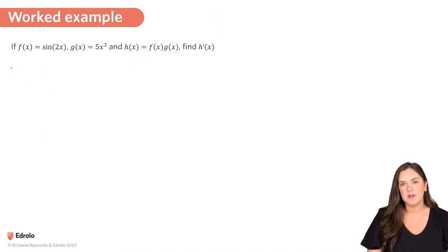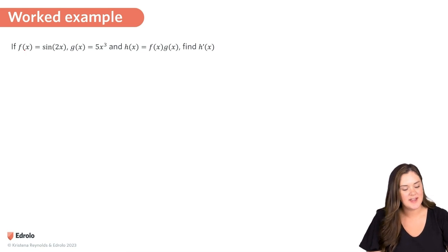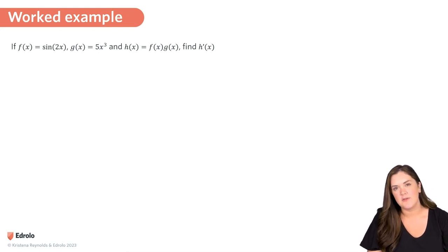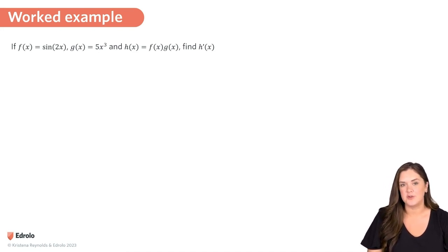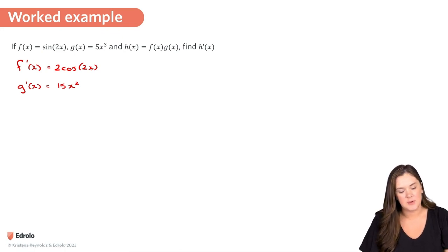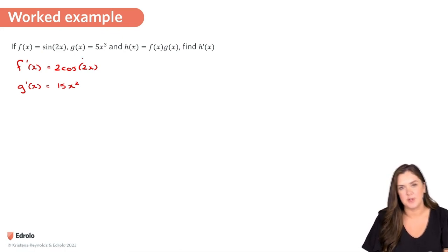For this worked example, we have identified the two functions for you, which is nice of us. Firstly, we have f of x equals sine 2x and g of x equals 5x to the power of 3. And our function h is just those two multiplied together. So finding the derivative for h, firstly, we need to find the derivative for f and for g. Differentiating f, we end up getting 2 times cos 2x. We had the derivative of sine, we get cos, and then multiply by the derivative of the inside part, the 2x, the derivative of that is just 2.